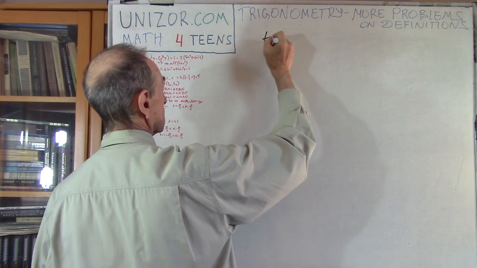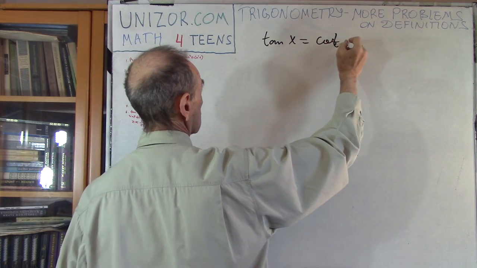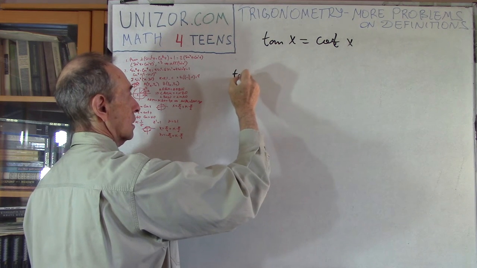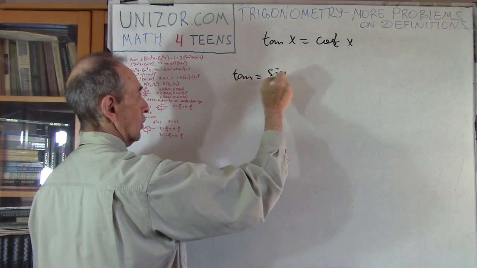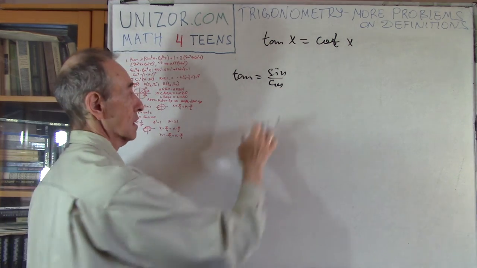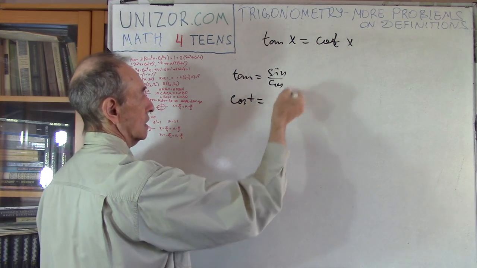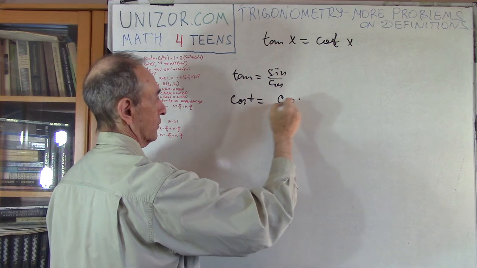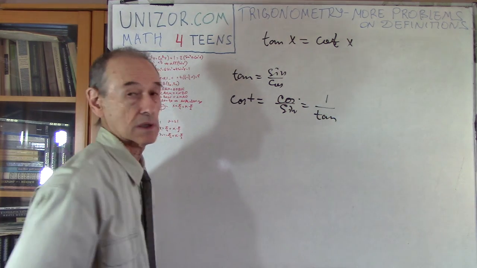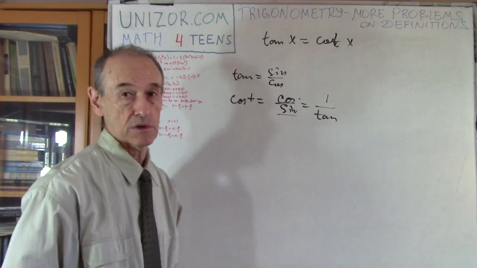Okay, solve the equation: tangent x equals cotangent x. You remember the definition of tangent is sine over cosine, which means we are talking only about angles where cosine is not equal to zero. Now cotangent is the inverse, cosine divided by sine, or if you wish, 1 over tangent, the same thing, right? So sine should not be equal to zero.